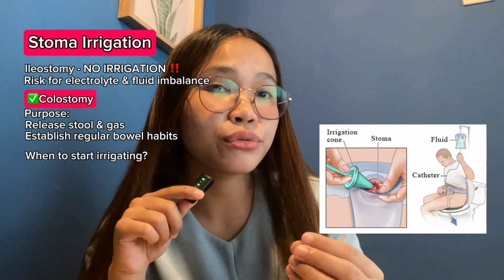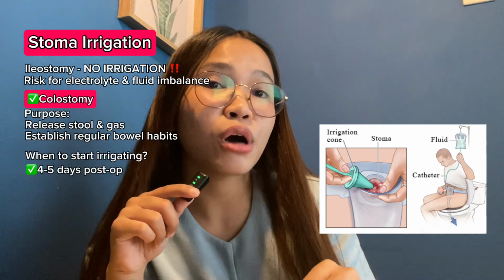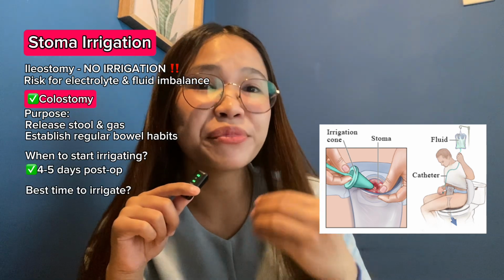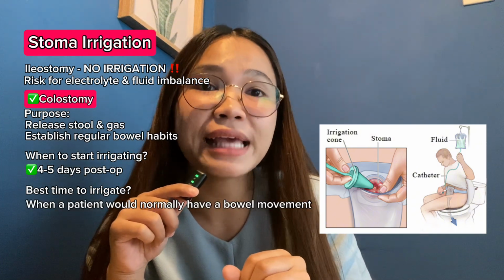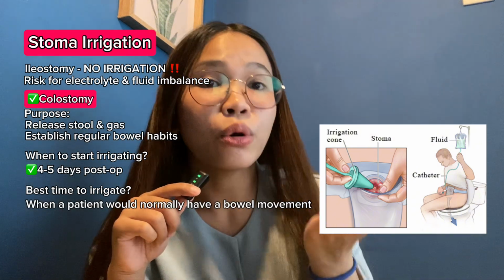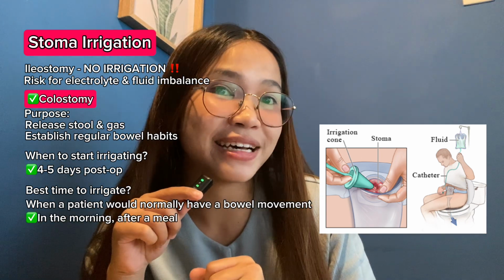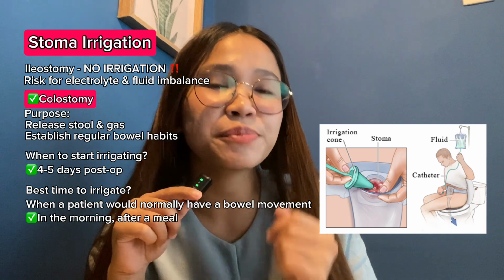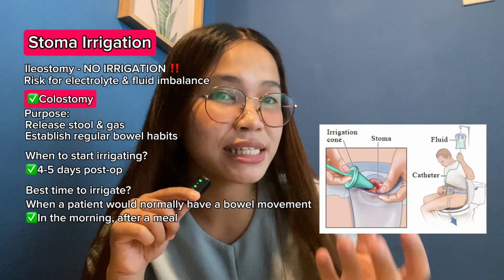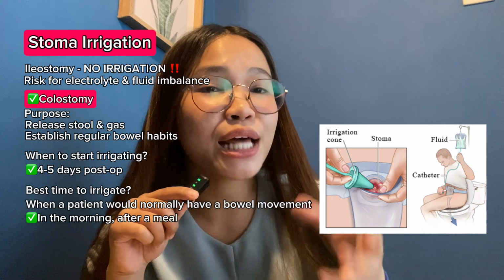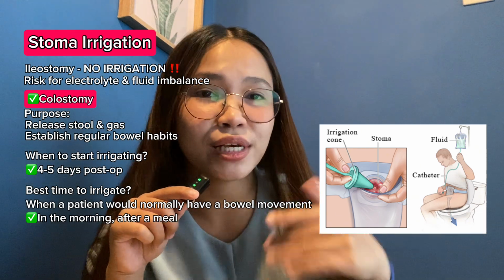Question, when do you do stoma irrigation? You do this 4 to 5 days post-operatively. When is the best time to irrigate a stoma? The answer is when the patient would normally have a bowel movement. So, when do we usually have a bowel movement? In the morning, after breakfast, or after a meal. And the reason is because we want to take advantage of the movement of the large intestine or the peristaltic movement that will help us during irrigation to expel fecal matter and to expel gas.